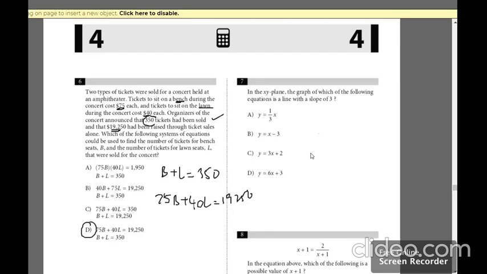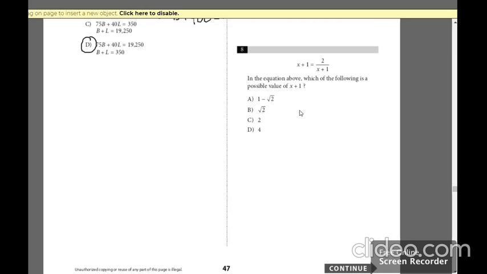Moving on to the next, the 7th one: in the xy plane, what is the slope? It's pretty simple, just check, because y equals mx plus b. This is going to be our answer, the slope is 3. So question number 8, we have an algebraic equation like x plus 1 equals 2 by x plus 1. We need to find the value of x plus 1, so we should get rid of the fraction.